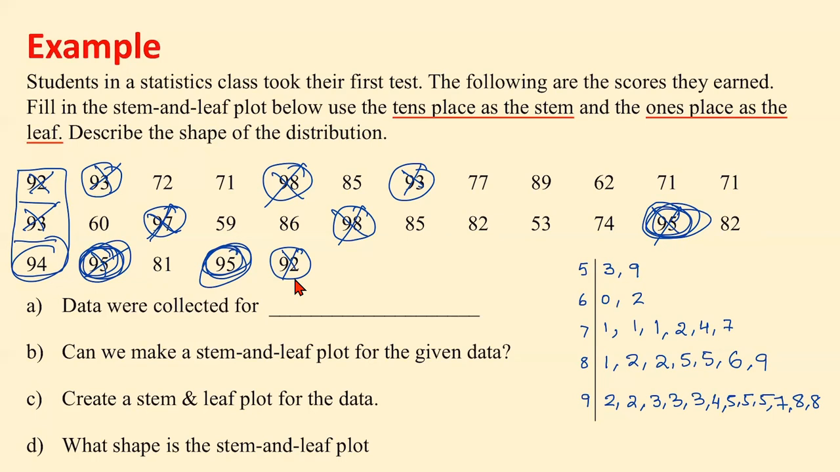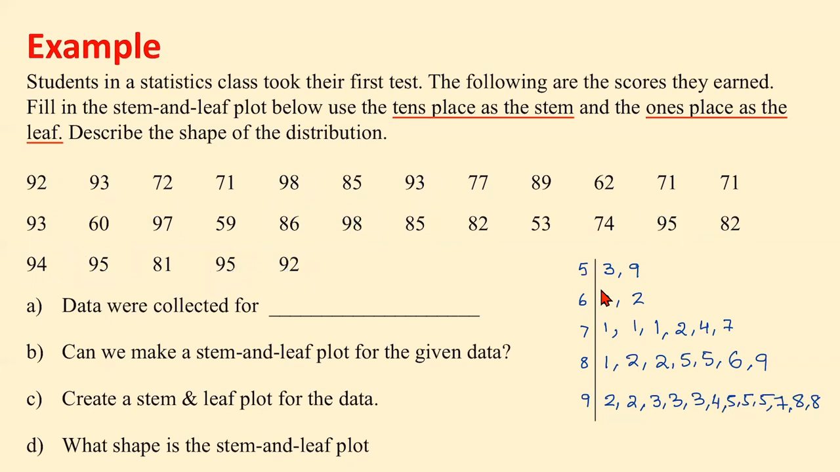So what we have done is we put the unit digit or ones digit in the leaf and the tens digit in the stem, and we created the stem and leaf plot here. So that's how we can create the stem and leaf plot. So that will be the answer for part C. Create the stem and leaf plot for the data.